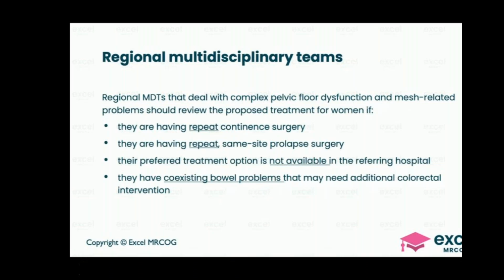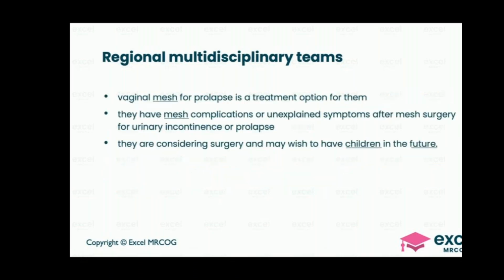If there are coexisting bowel problems that may need colorectal intervention, then look, regional MDT. So complex problems basically. When there is vaginal mesh for prolapse as one of the treatment options, like they know the problems with mesh complications and they want to have a vaginal mesh, it is one of the treatment options. You can consult the regional MDT, or when they have a mesh complication.